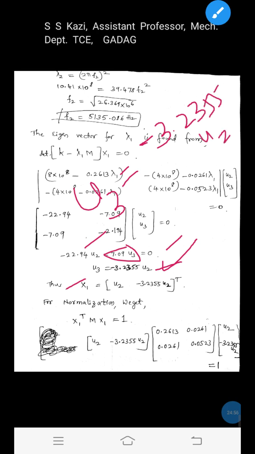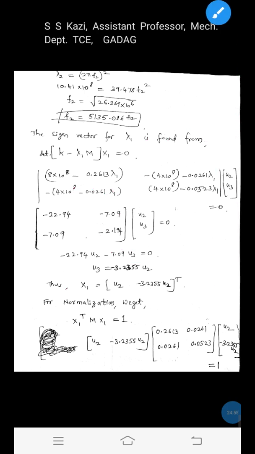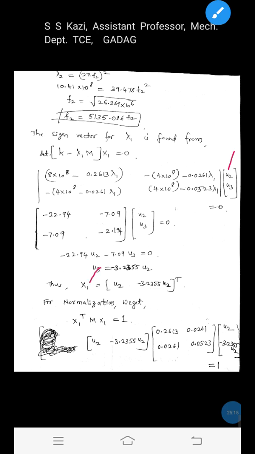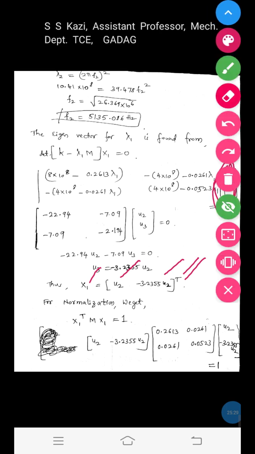Okay, now x1 can be written in terms of u1, u2, u3. u1 is 0, so x1 is equal to u2 and u3, where u3 can be written as minus 3.2355 u2. I wrote the transpose because this matrix is a transpose; if you write the transpose of this, it becomes a column vector, written column-wise.